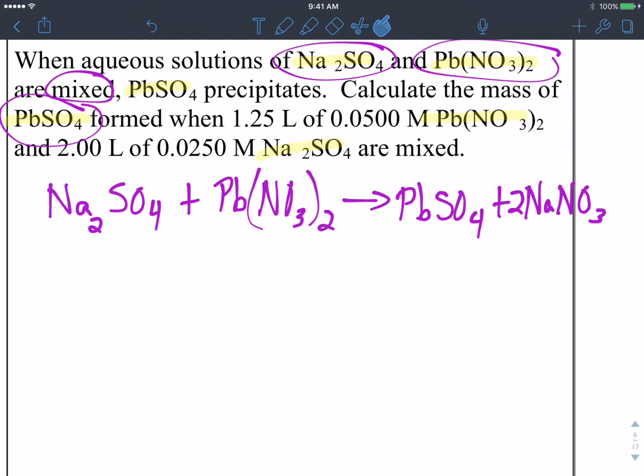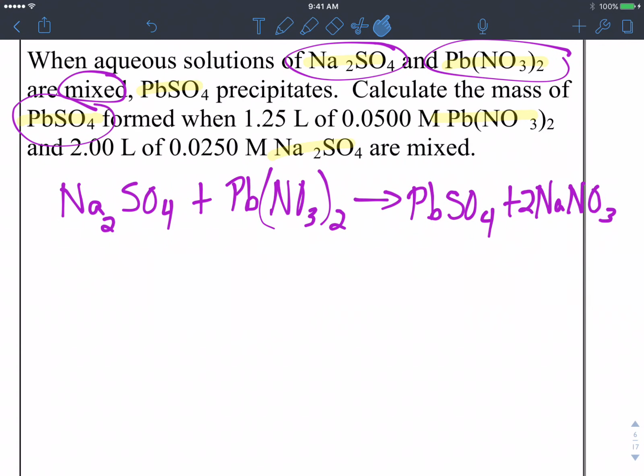Now, why don't they tell us that there's NaNO3 left over? Because don't forget this is in solution, and we know that nitrates are soluble. So the NaNO3 really is not taking place in the reaction. They are what we call spectator ions. They sit back and they watch the action. So they have the ions and the compounds that take part in the reaction, and then you have the spectator ions that sit back and watch.